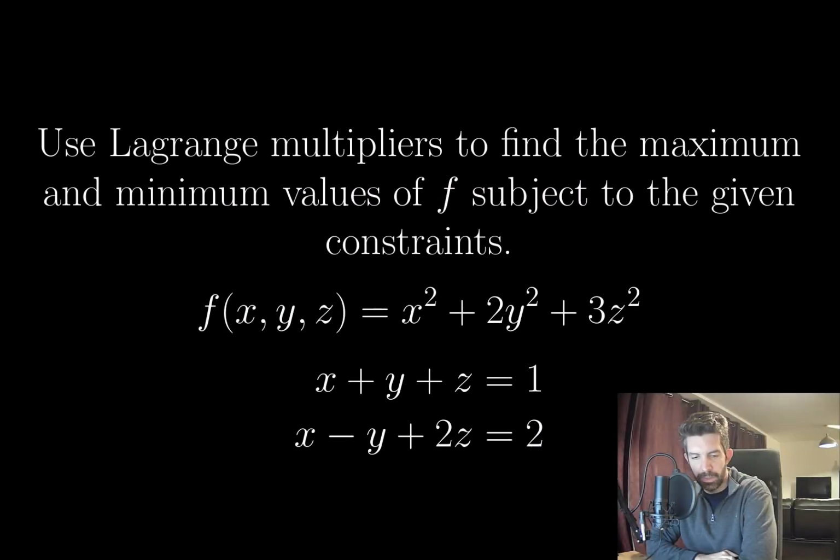Use Lagrange multipliers to find the maximum and minimum values of f subject to the given constraints. f of x, y, z equals x squared plus 2y squared plus 3z squared. x plus y plus z equals 1. And x minus y plus 2z equals 2.